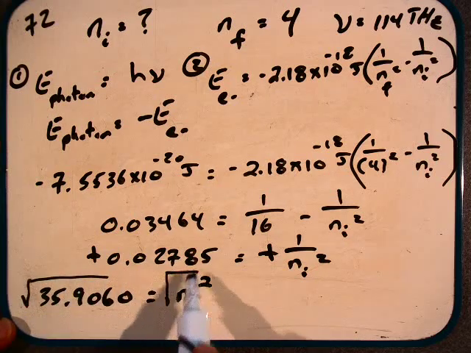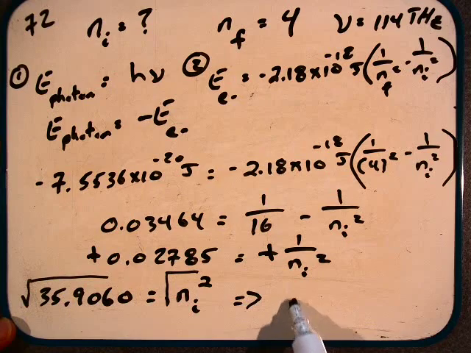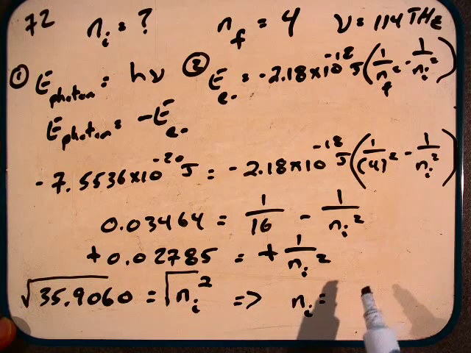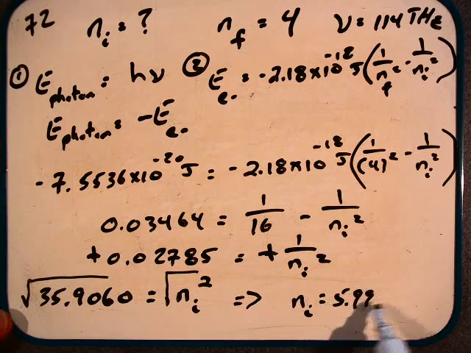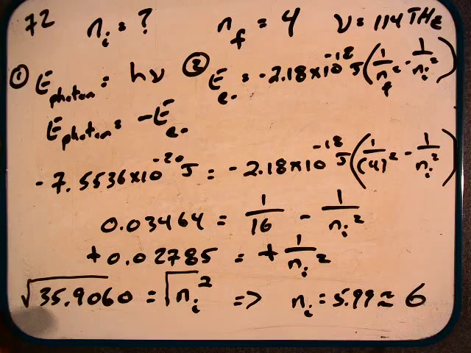We need to take the square root of both sides and get n initial to be equal to 5.99, or roughly 6. So our electron begins in the principal quantum level of 6 and then relaxes to the 4th quantum level, and in doing that releases energy equal to a photon of frequency 114 terahertz. That is number 72.